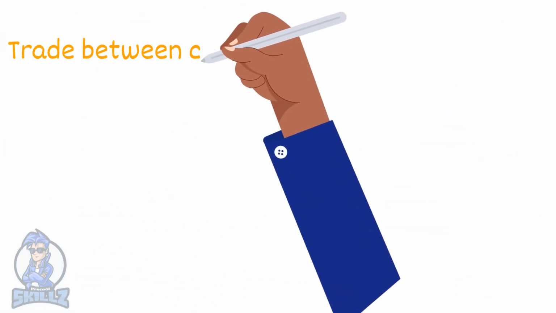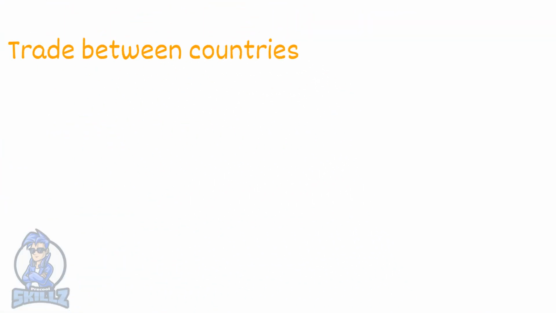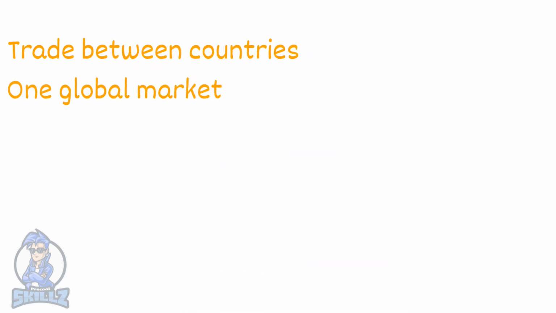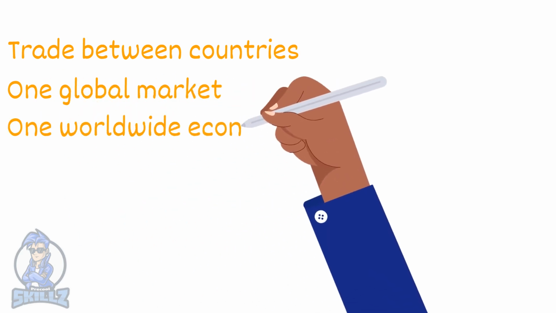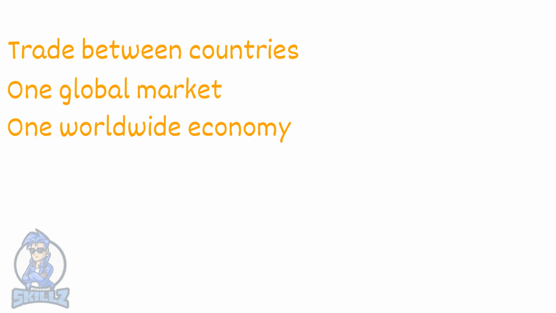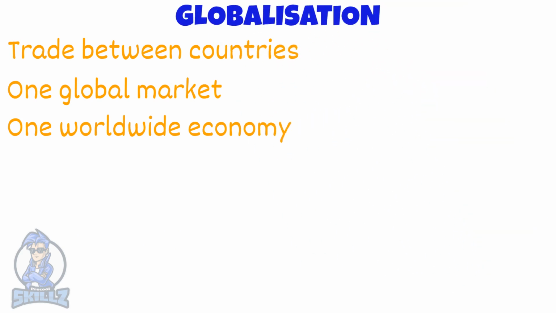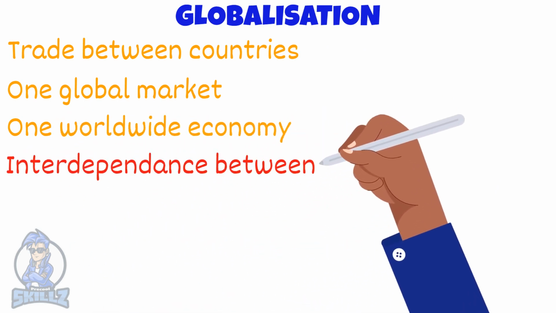Trade between countries all over the world has grown rapidly in recent decades. Many markets today are global. This means that some firms can sell their products anywhere in the world. Firms and people behave as though there's just one market or one economy in the whole world. This is called globalization. One of the main problems of globalization is interdependence between countries.